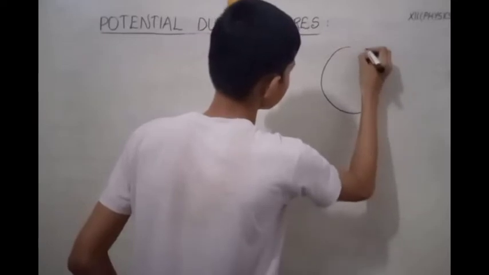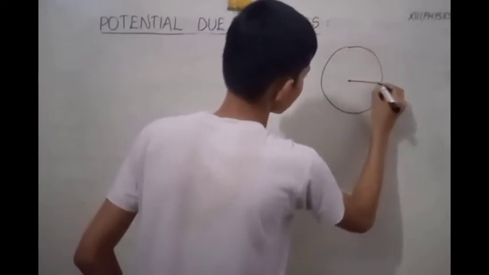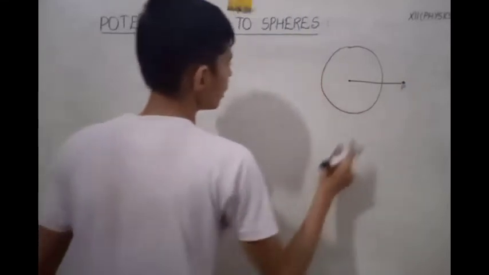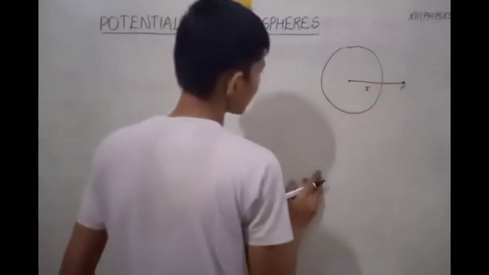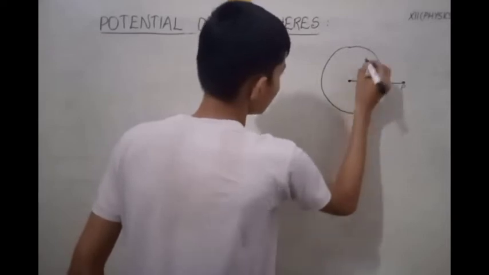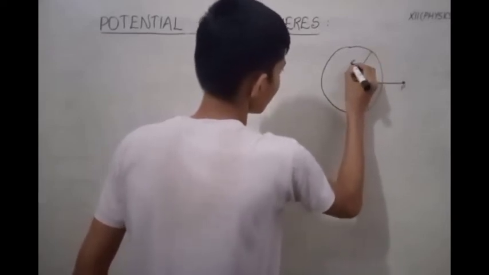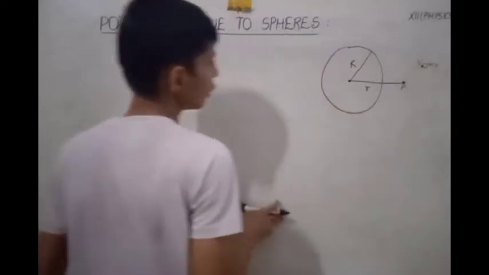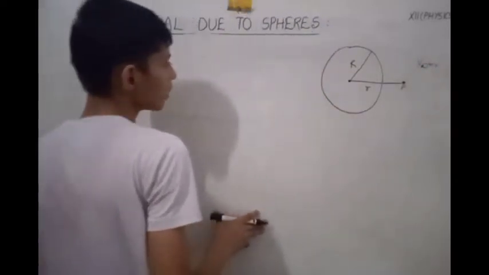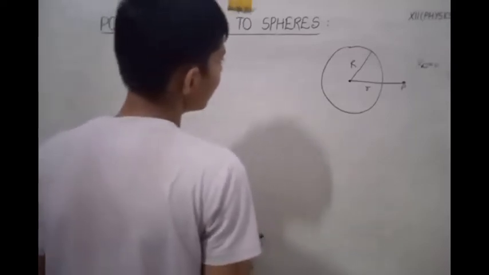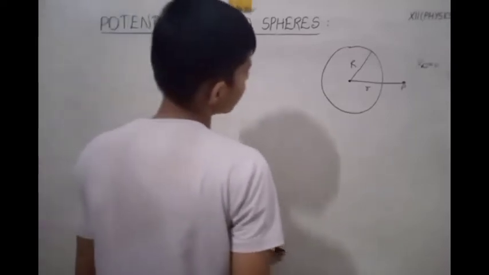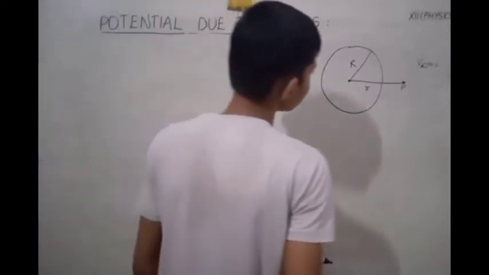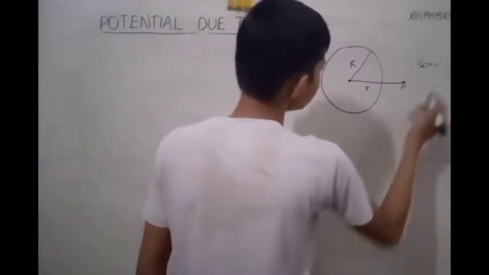This is a conductor. This is the point P where we have to find a potential, which is at r distance from the center of the conductor. This conductor is of radius capital R and this is infinity. We know that the potential at infinity is 0. For finding the potential at P outside the conductor, we will have to bring a charge from infinity to the point P.